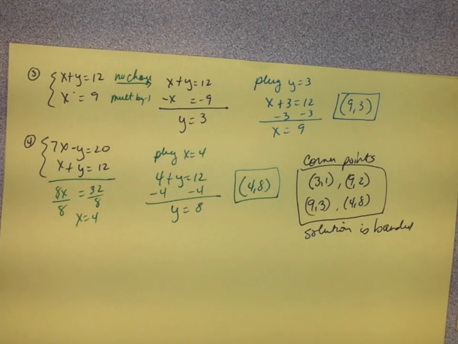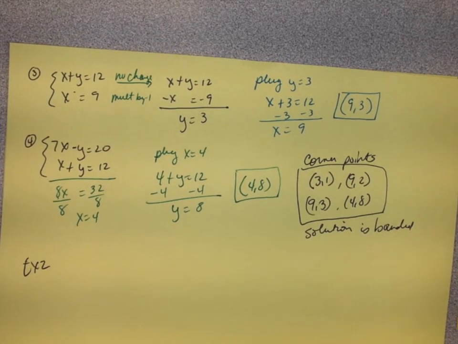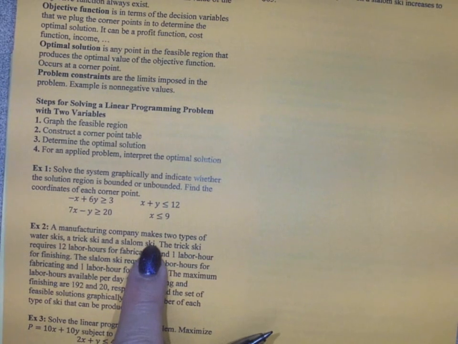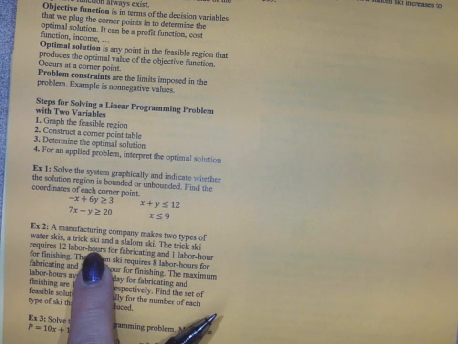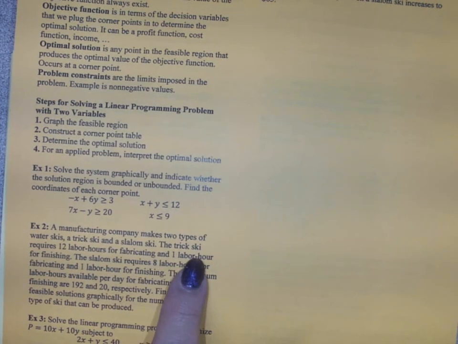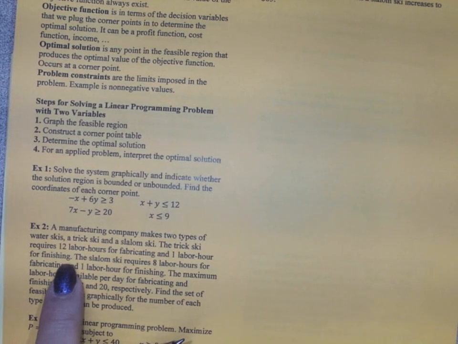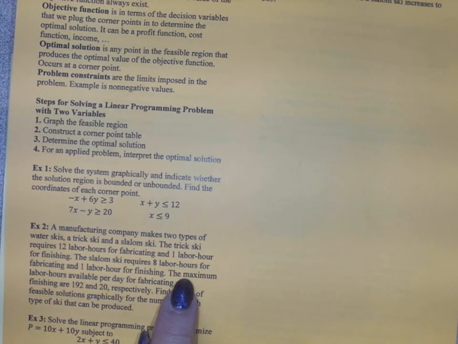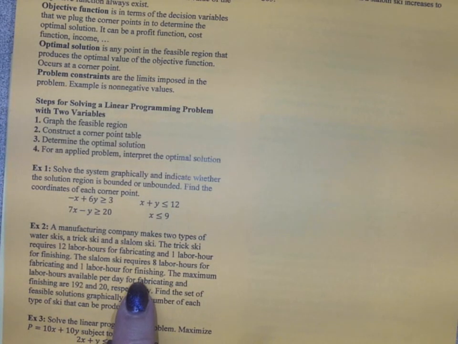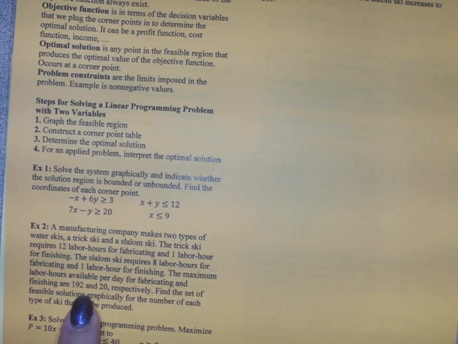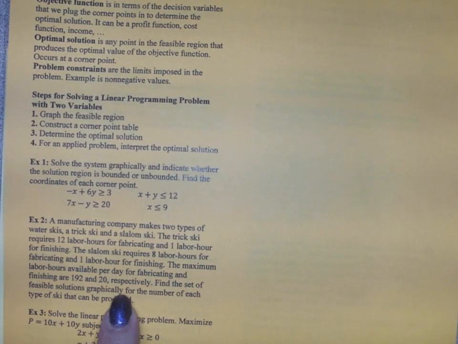All right, let's go to example 2 because example 2 is a little bit different than just getting the equations. We're looking at a manufacturing company that makes 2 types of water skis, a trick ski and a slalom ski. The trick ski requires 12 labor hours for fabricating and 1 labor hour for finishing. The slalom ski requires 8 hours for fabricating and 1 hour for finishing. The maximum labor hours available per day for fabricating and finishing are 192 and 20, respectively.